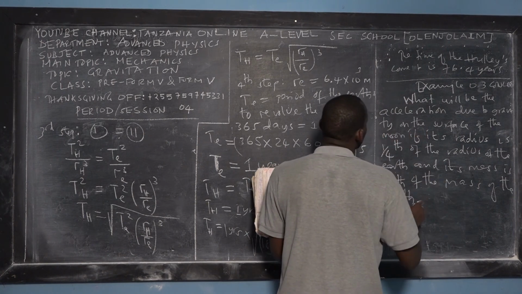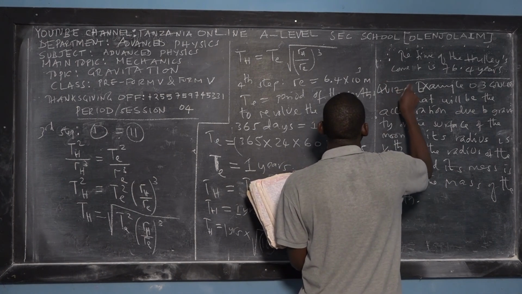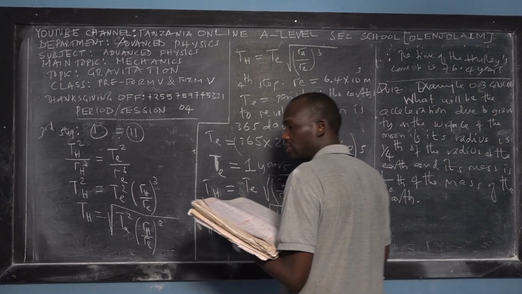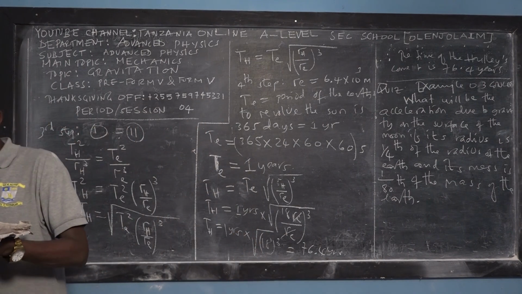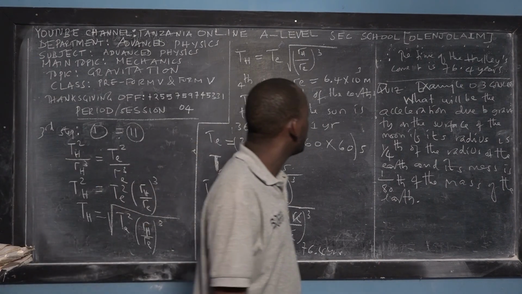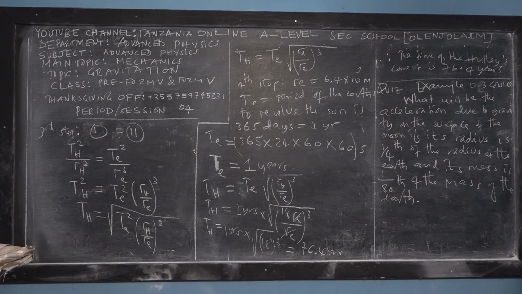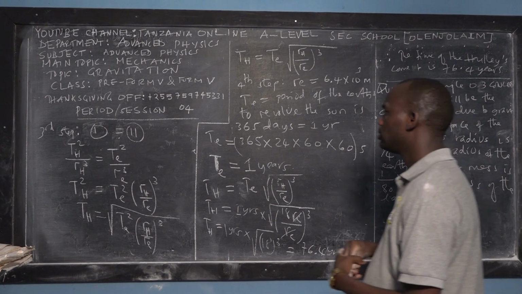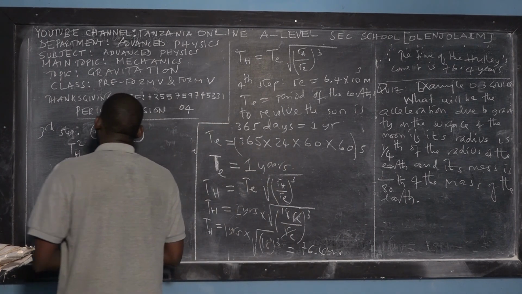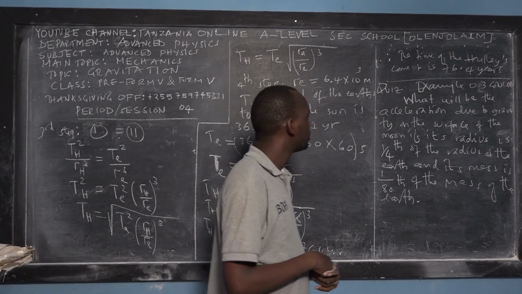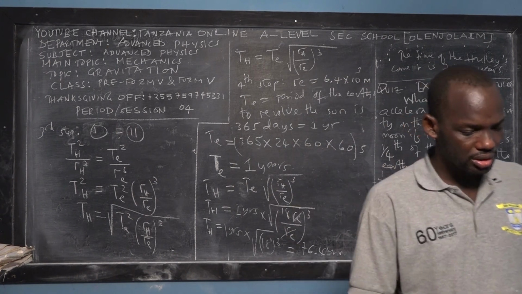So this is a quiz also. I'd like to ask you to pause the video, do that quiz, and then come back to the correction. What will be the acceleration due to gravity on the surface of the moon if its radius is 1/4 of the radius of the S and its mass is 1/8 of the mass of the S? So the question is, make sure that you do it faithfully, try your level best, and give me the accurate response. Keep on doing, then we'll carry it on.